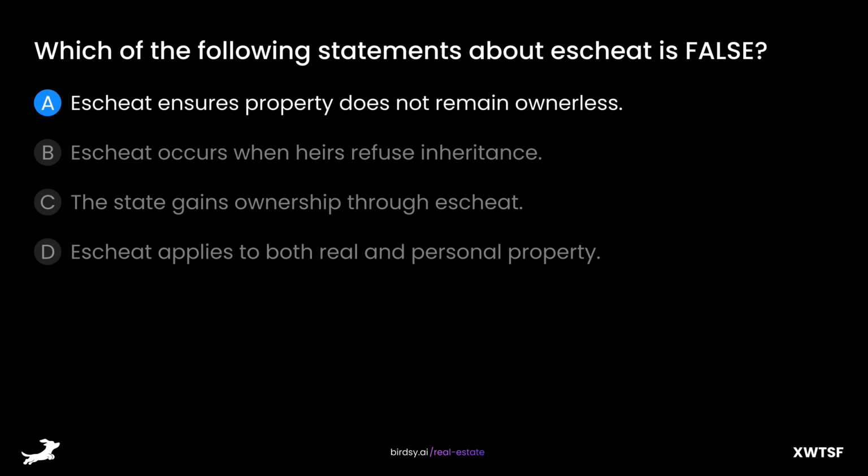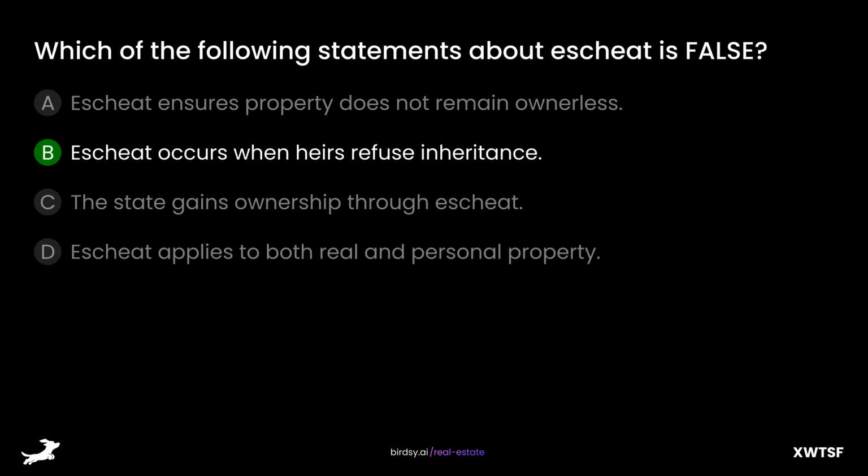Which of the following statements about escheat is false? Is it A, escheat ensures property does not remain ownerless? B, escheat occurs when heirs refuse inheritance? C, the state gains ownership through escheat? Or D, escheat applies to both real and personal property?